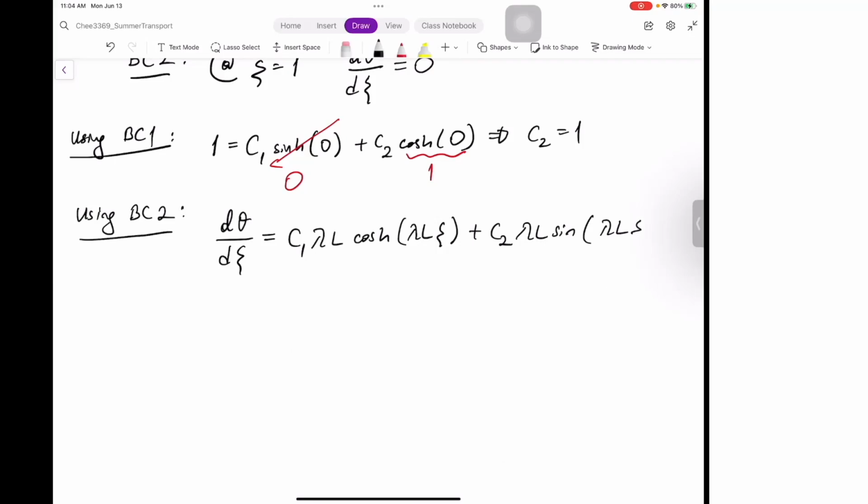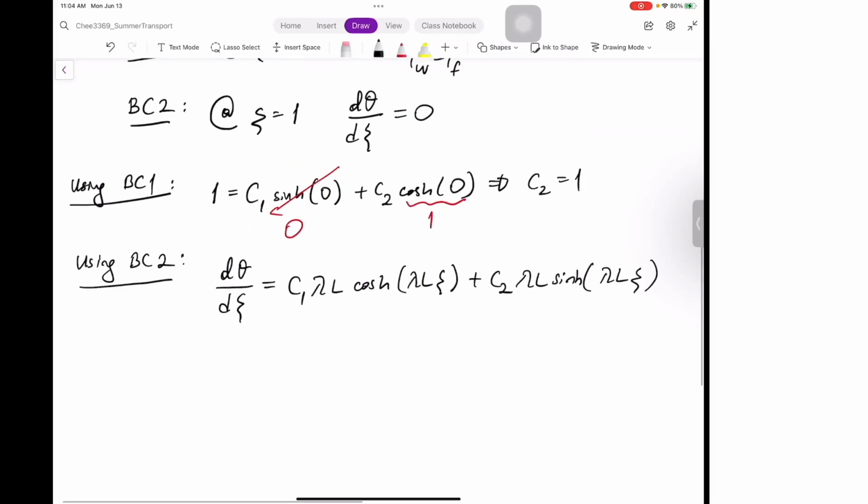lambda L psi. And note that the derivative of the cosine hyperbolic is not the minus sine hyperbolic, unlike the trigonometric functions. The derivative of cosine hyperbolic is the plus sine hyperbolic. Should you have an H after the sine? Yeah, exactly. It's sine hyperbolic. Exactly. Thank you for the correction.